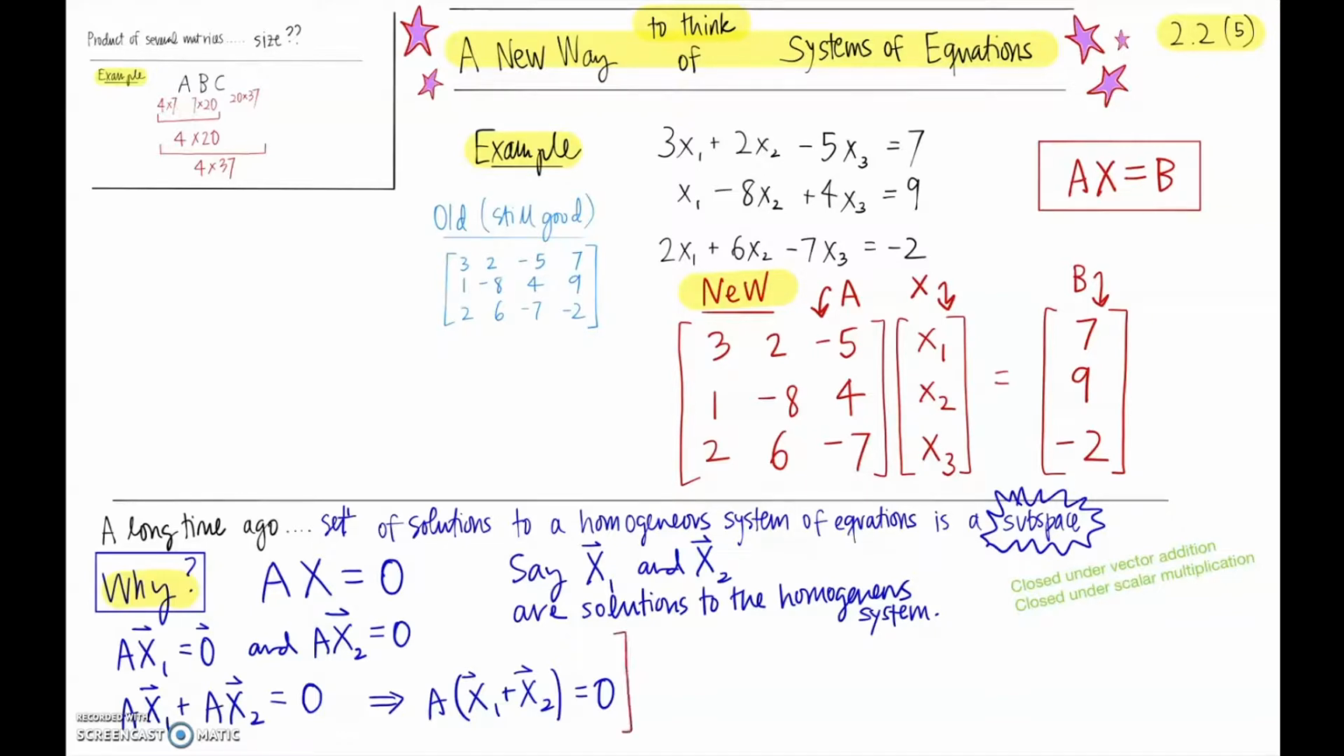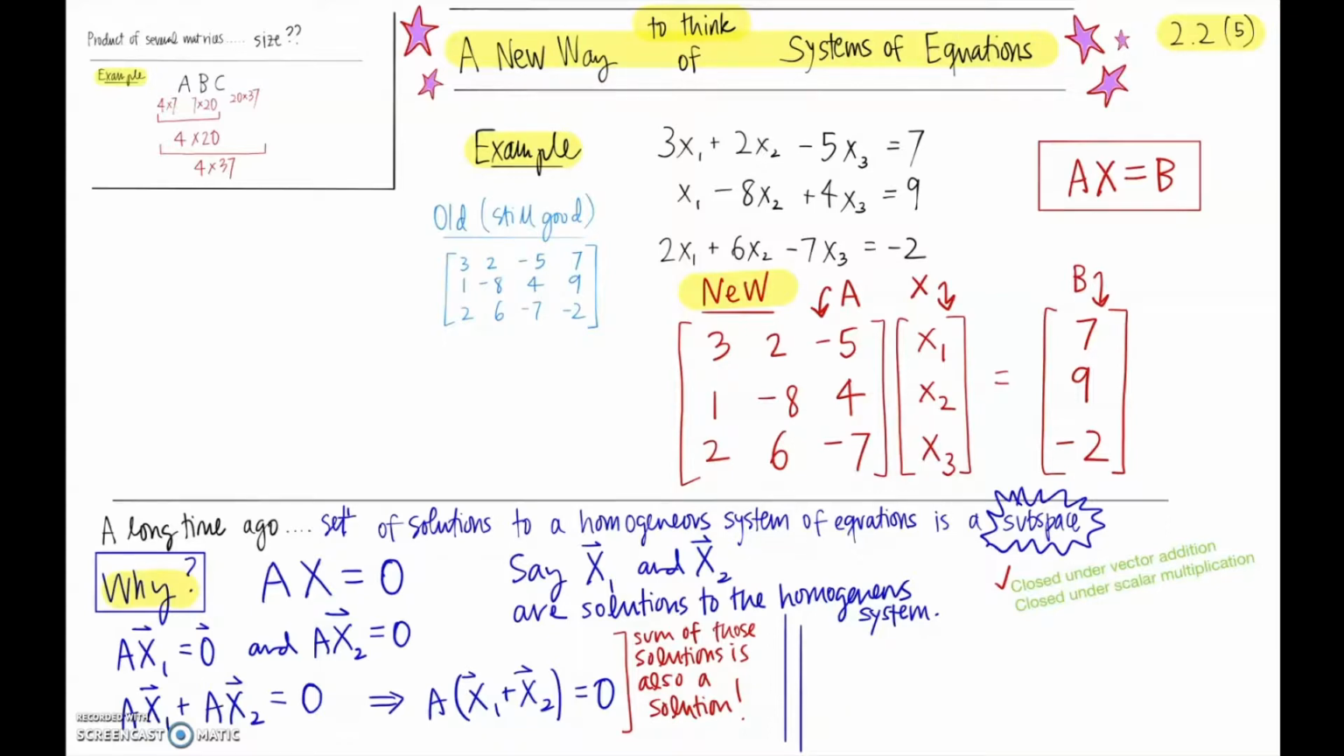So this shows that the sum of those solutions is also a solution. This sum here follows the rule to be a solution to this homogeneous system, and that implies that we're closed under vector addition. Okay? We've proven that much.